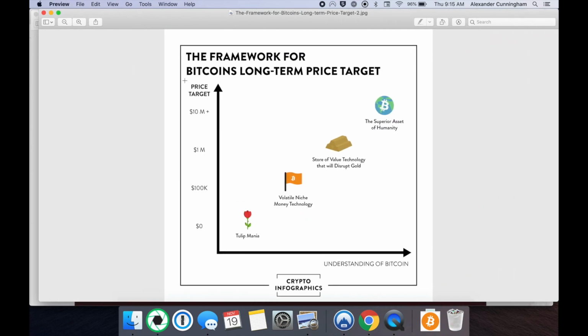We have the framework for Bitcoin's long-term price target. One, tulip mania. Two, volatile niche monetary technology. Three, store of value technology that will disrupt gold. And four, the superior asset of humanity. So when you're buying Bitcoin and investing, you should probably ask yourself, which one of these do you fall into? I want to know, which camp do you fall into? One, two, three, or four?